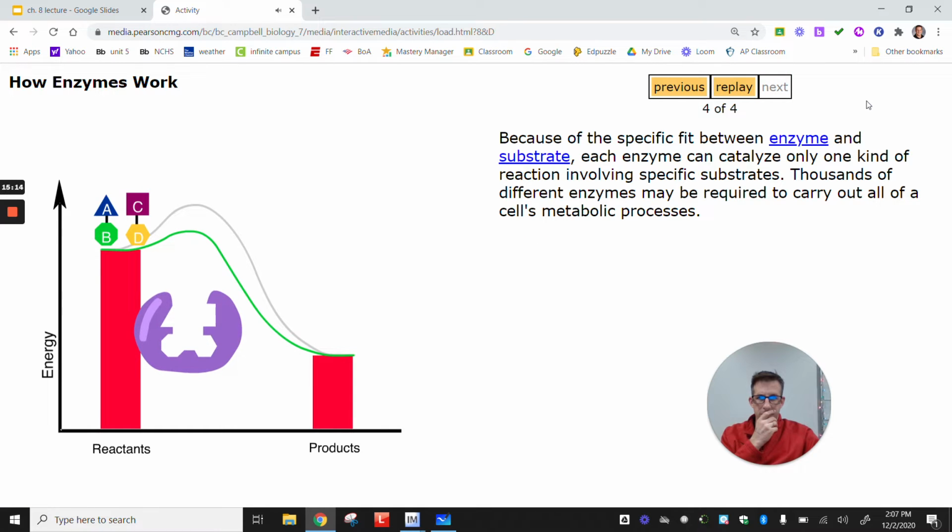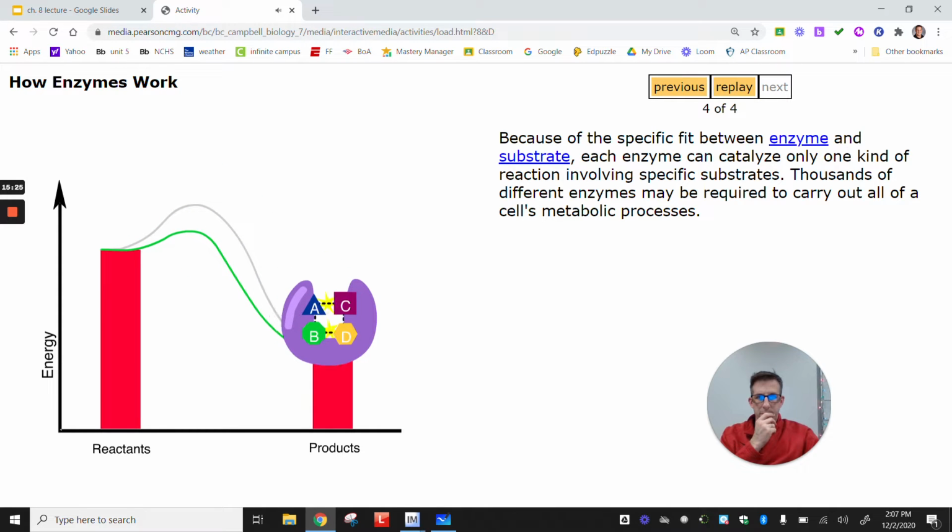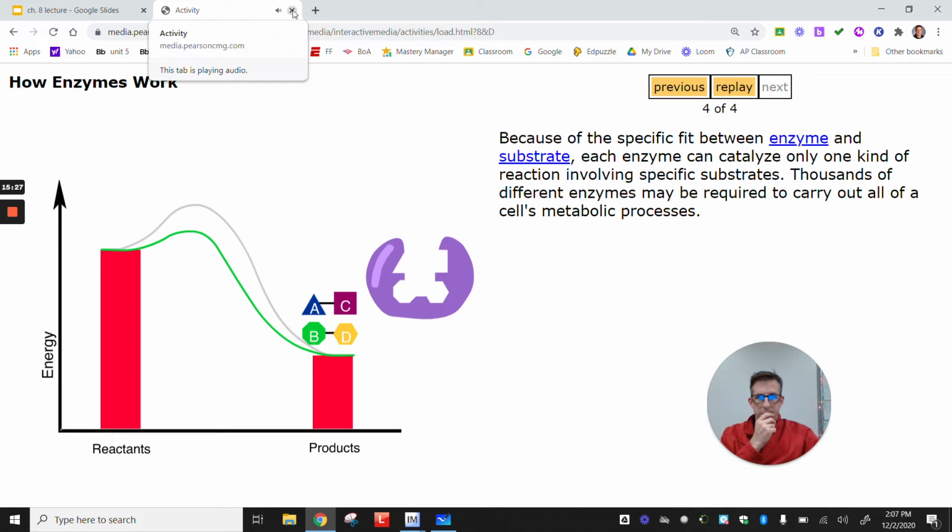Because of the specific fit between enzyme and substrate, each enzyme can catalyze only one kind of reaction involving specific substrates. Thousands of different enzymes may be required to carry out all of a cell's metabolic processes.